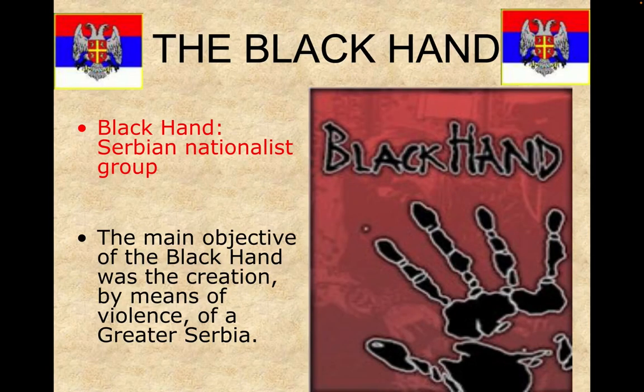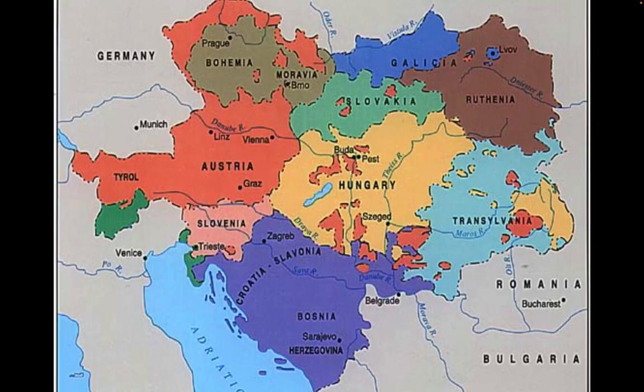So we get to the spark. We get the thing that lights this bonfire. And that really is assassination. But let's quickly talk about nationalism again. So the Black Hand is a Serbian nationalist group, and their main objective was the creation by any means of a greater Serbia. Remember, Serbia really wants Bosnia, but Bosnia has been annexed by Austria. So these countries are really fighting over this land, right? And so the Black Hand makes a plan, and that plan is to assassinate Archduke Franz Ferdinand, the heir to the Austrian-Hungarian throne.